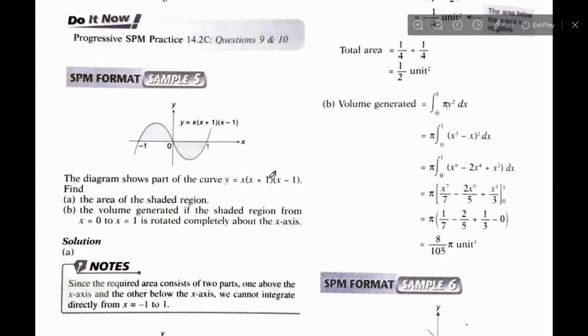SPM for Math sample 5. The diagram shows part of the curve. Find the area of the shaded region. This one you can divide into A and B. For A, the shaded region will be the integral from -1 to 0. Then you expand this: x squared minus x plus x minus 1, which equals x squared minus 1, multiplied out to x cubed minus x. So the integral of x cubed minus x dx. This is for A.